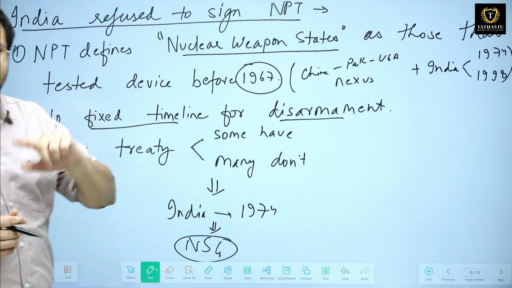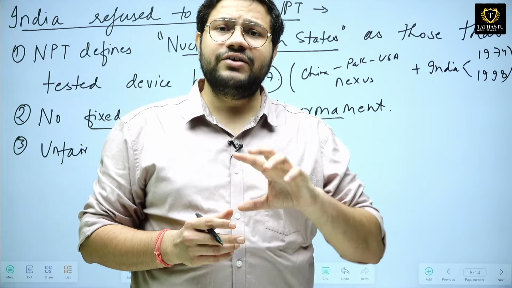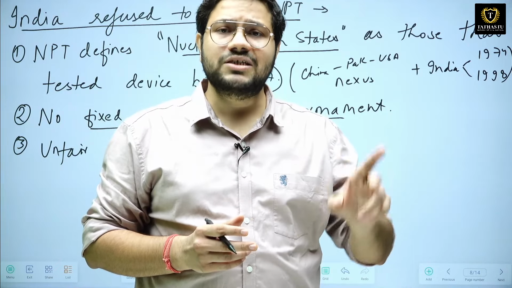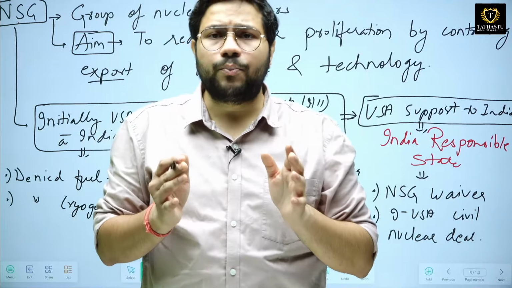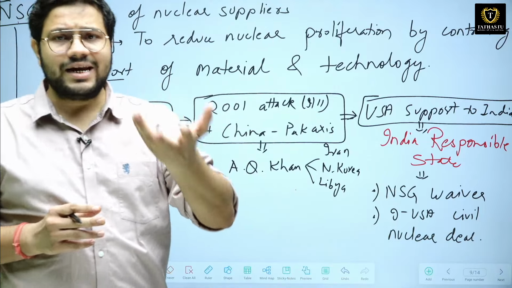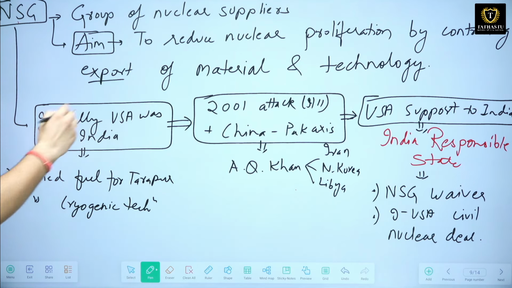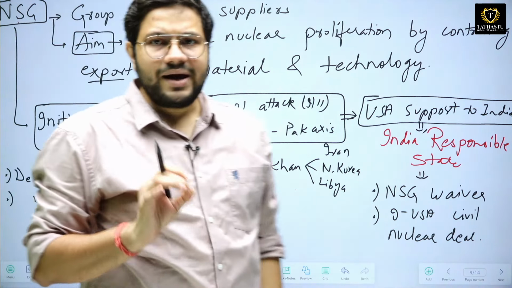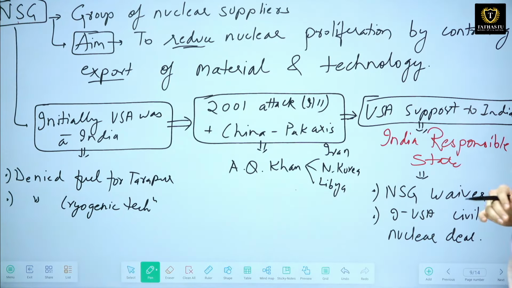Okay. Then these nuclear weapon states created another organization, another treaty, which is the Nuclear Suppliers Group. Basically it is a group of countries which are able to supply nuclear weapons or nuclear energy. It is a group of nuclear suppliers. What is the aim? To reduce nuclear proliferation by controlling export of material and technology.